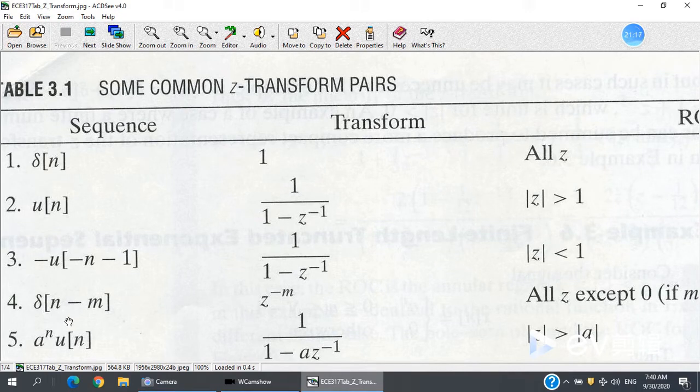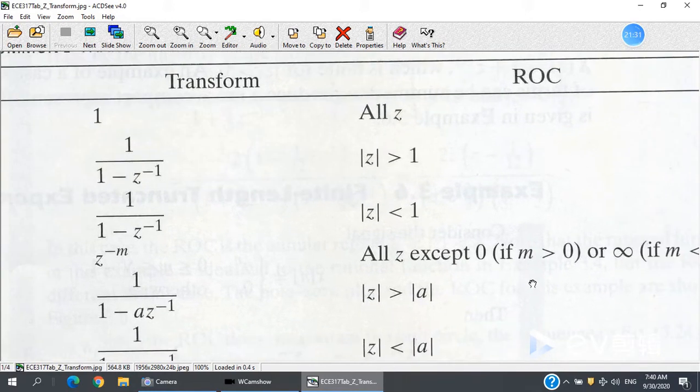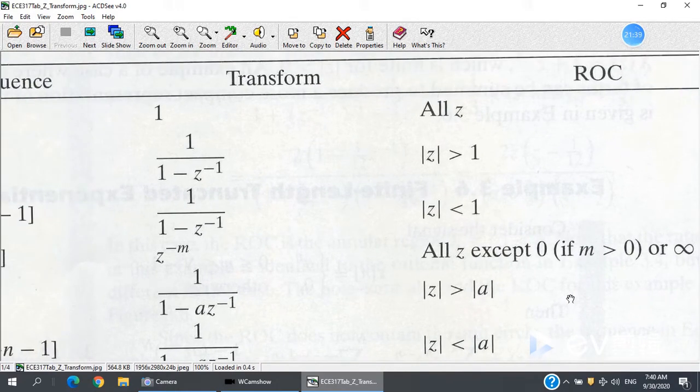For the shifted delta, the Z transform is Z to the negative m, and the ROC is all Z except 0 for positive m, or except infinity for negative m. So the Z value cannot be 0 or cannot be infinite.